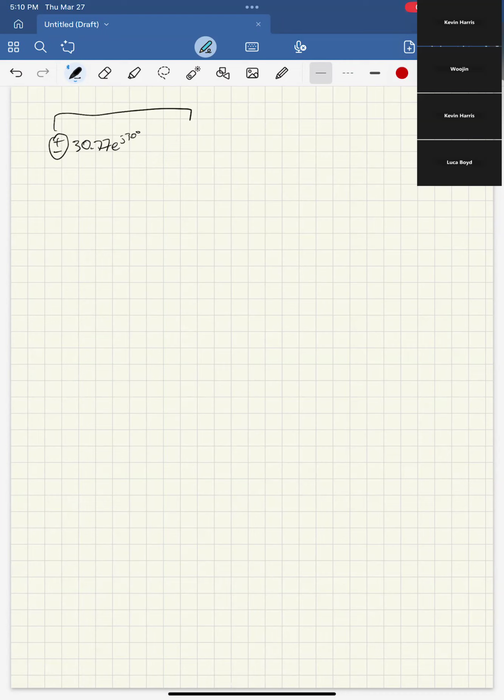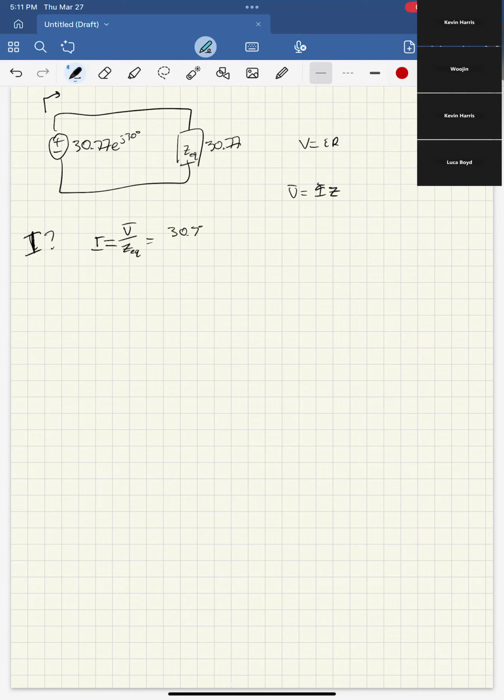E to the j30. And then this was z equivalent, and this is just 30.77. And we want to find, okay, what is I bar? So just like how it was in real circuits, V equals IR, right? Now we have V bar equals I bar Z. So here it's just I equals V bar over Z equivalent, which is going to be 30.77 e to the j30 over 30.77. Wow, this question was nice and easy. And you get e to the j30 degrees.